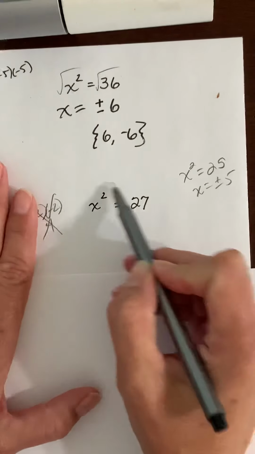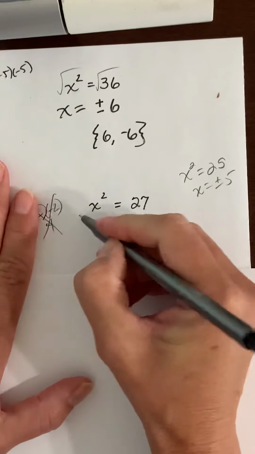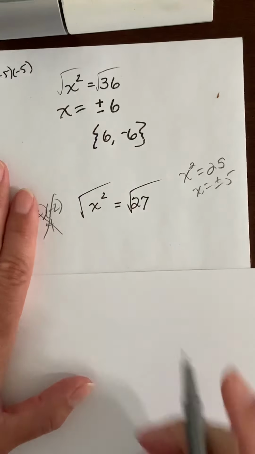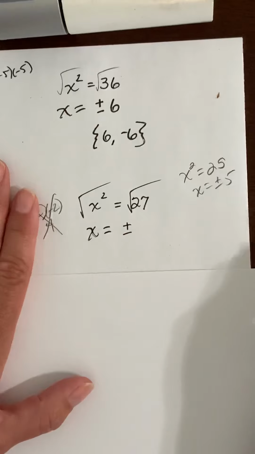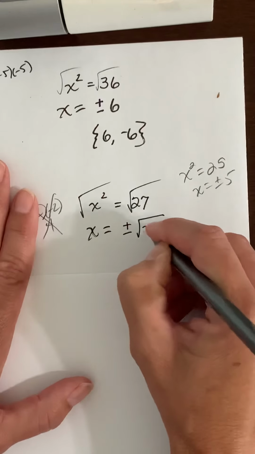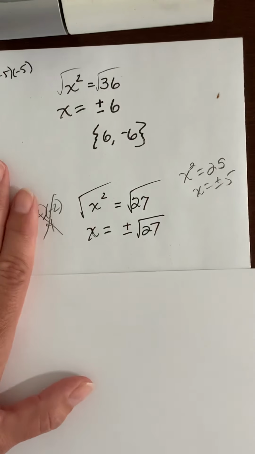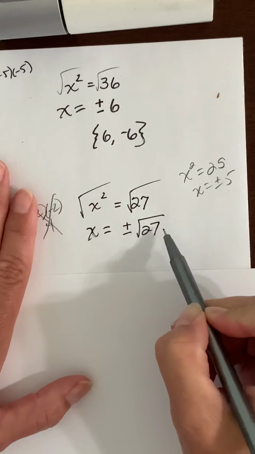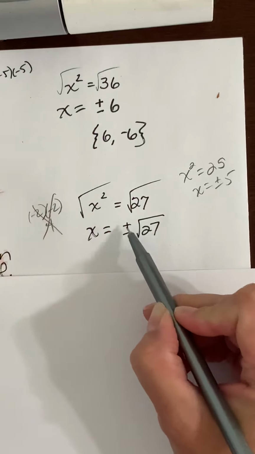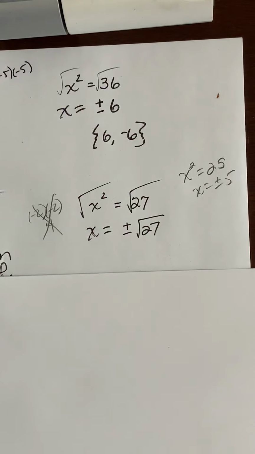So we start the same. To get rid of this square, we're going to square root both sides, and x will equal plus or minus the square root of 27. If I were to put it in my calculator, I would put the square root of 27 in my calculator, and I would write that my two answers are plus or minus 5.1-ish.